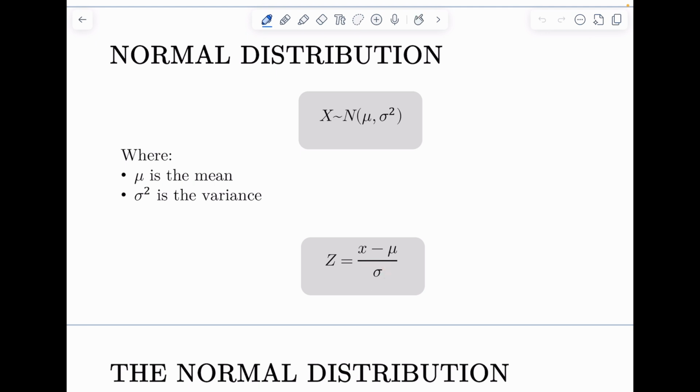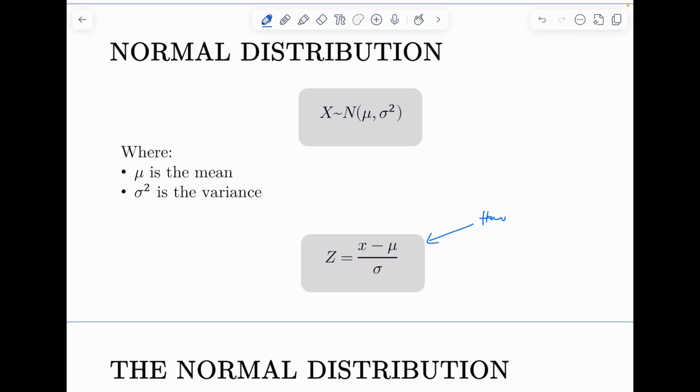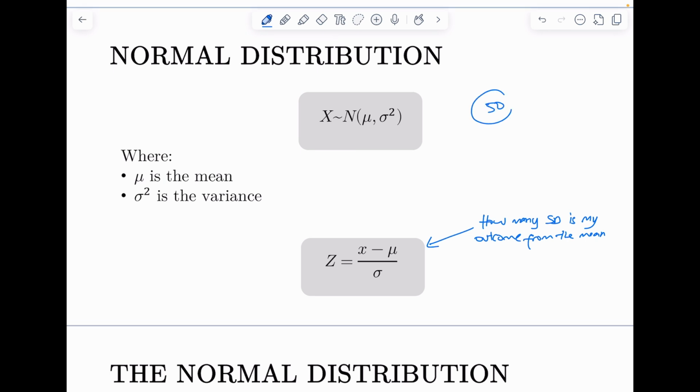Or in other words, what this is saying is how many standard deviations is my outcome from the mean. So this is an interesting concept because let's say that we have a class average of 50 in English, and then we have a class average of 60 in maths. And let's say that someone scores 70 in English and then 70 in maths.